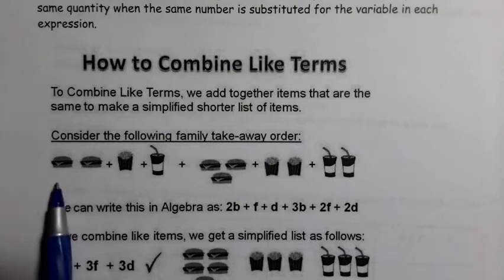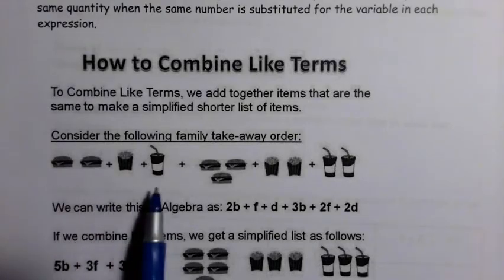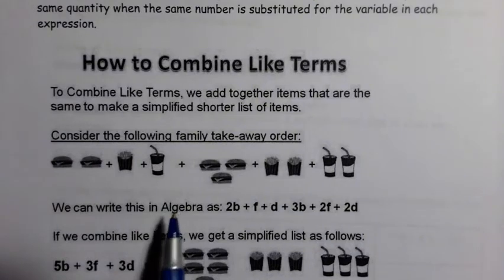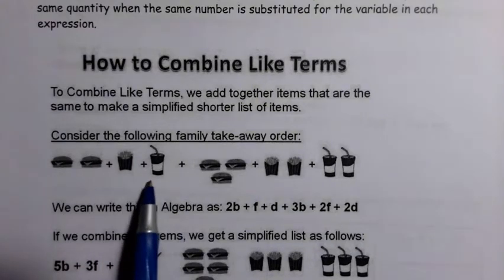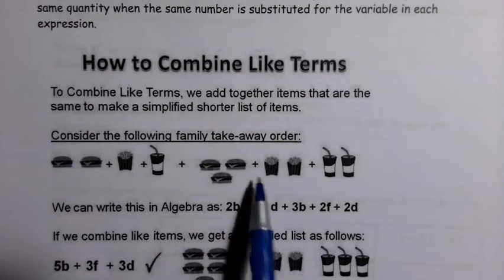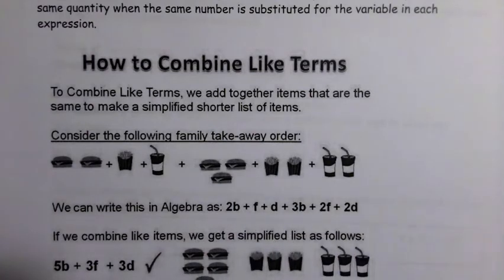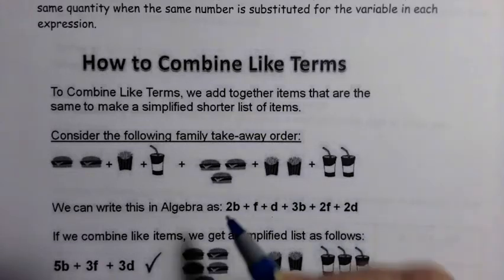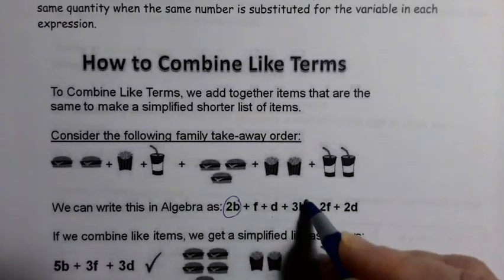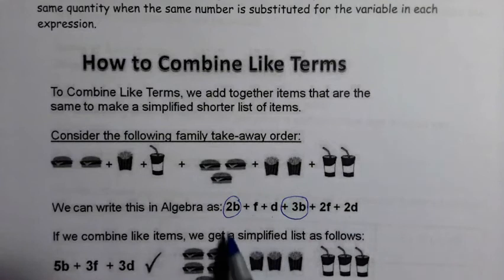So consider this: 2 hamburgers, 1 fry, 1 drink. 2 hamburgers plus 1 fry plus 1 drink plus 3 hamburgers plus 2 fries plus 2 drinks. Okay, instead of maybe saying that, I might say 2B for burgers plus F for fries plus D for drinks equals 3B for burgers plus 2F plus 2D. So what I can do is I can take my burgers, and I take the sign to the left of those, and I combine those. Okay, and I get 5B, right?